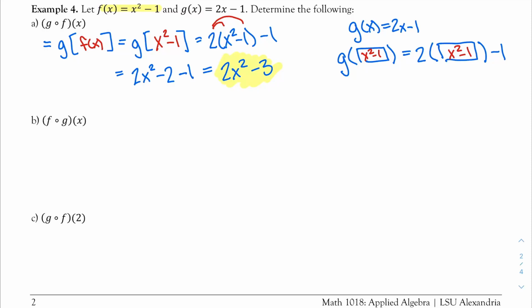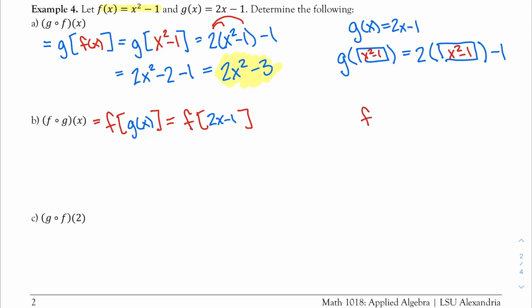Alright, so we're done with part A. For part B, we're going to do a very similar situation. So I can write this as f of g of x, like so. Well, I know what g of x is. We know g of x is 2x minus 1. And I'm going to use pretty much the same argument that I had before.